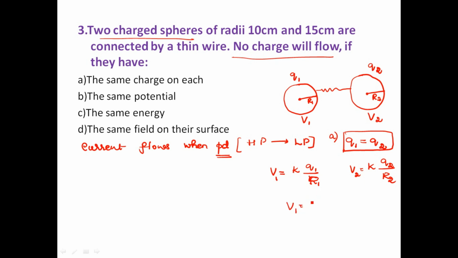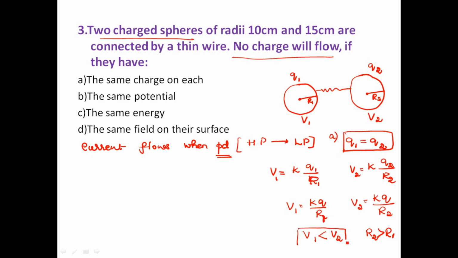Q1 is equal to Q2, which is equal to Q. I'll write it as Q, KQ by R2. So we have made the charges equal. What we can understand here is, if Q1 is equal to Q2, then V1 and V2 cannot be equal, right? Here V1 will be less than V2. Why? Because R2 is greater than R1, which makes V1 lesser than V2.